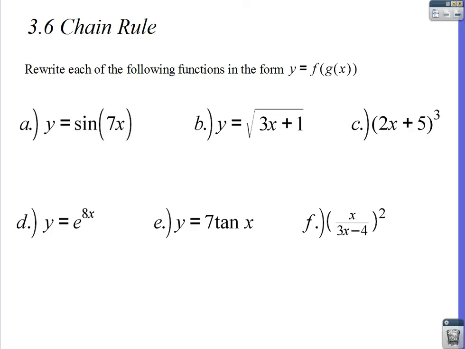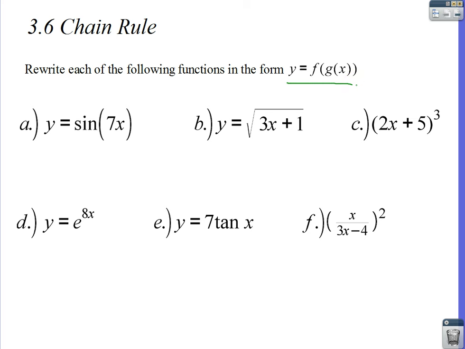Hello, class. Welcome back. 3.6 chain rule, our last generic rule. And like I said in class before this lesson, this is our last big rule that we have to learn. But I'm going to go back and we're going to talk about what it means to write functions as composite functions, f of g of x.